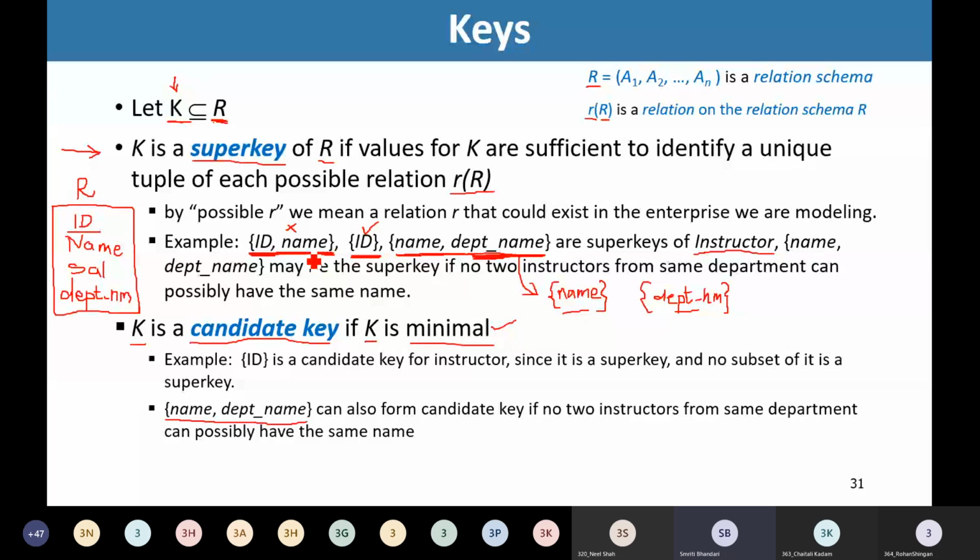So if I have identified these three super keys, then any superset of this super key is also a super key. If I add one more attribute, say salary, ID, name, salary can be one more super key. If I add an attribute, say ID, department name, that can also be a super key. ID, salary can also be a super key. So I have many such super keys available.